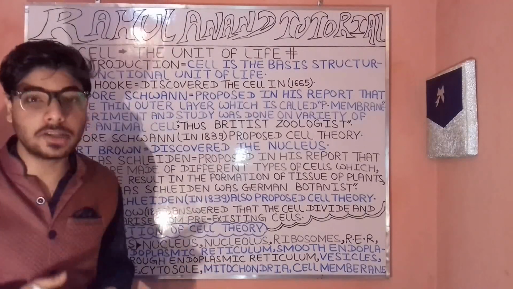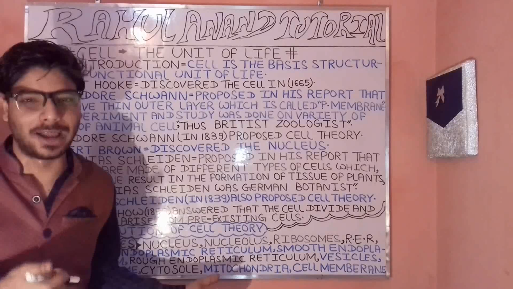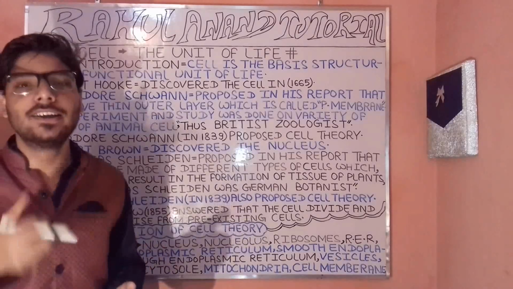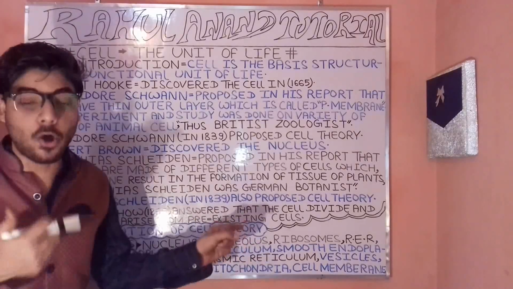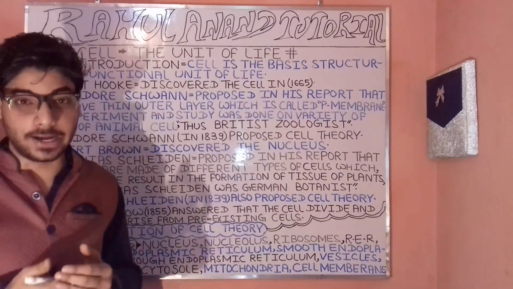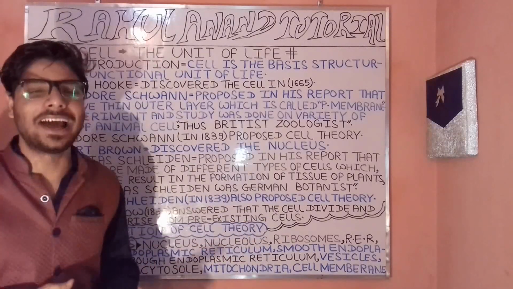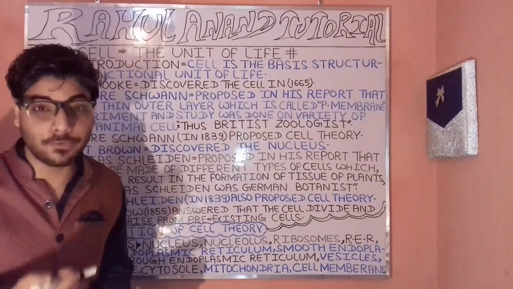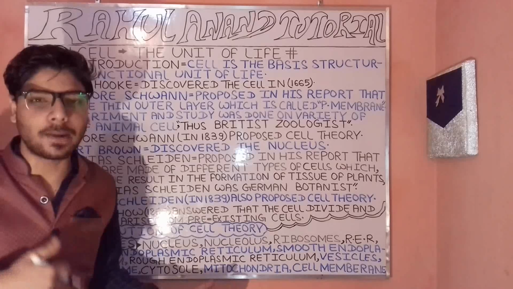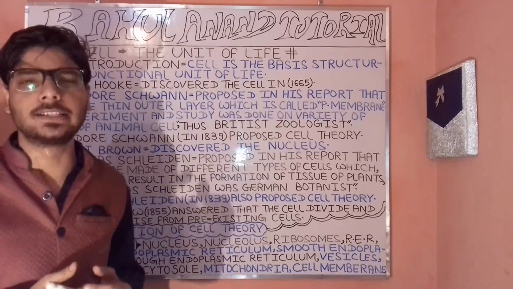So with reference to what of the era? With reference to 1855, he played an important role in answering that all the cells are being divided, and after that what will be happening? After that, all the new cells are coming out from what? All the newer cells are existing with reference to the pre-existing cell.